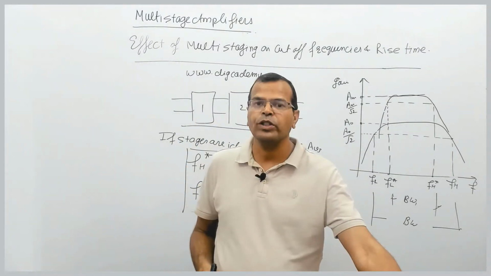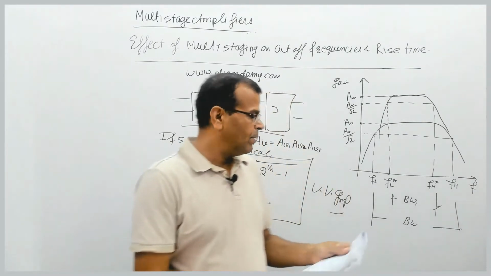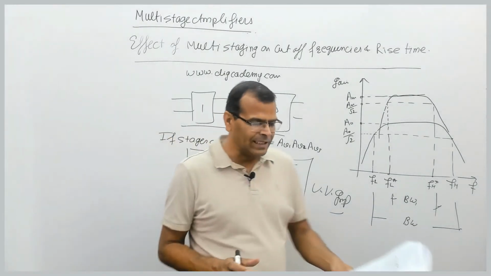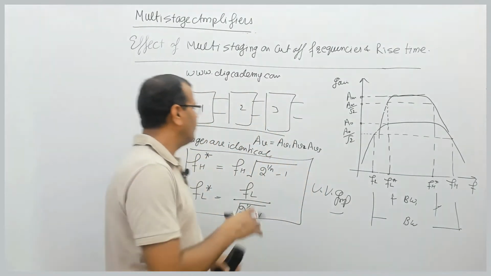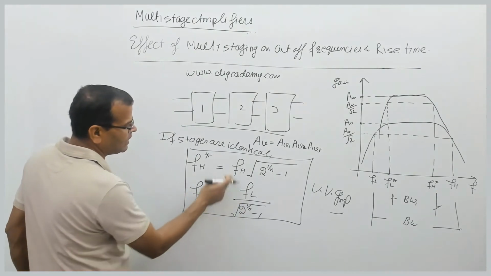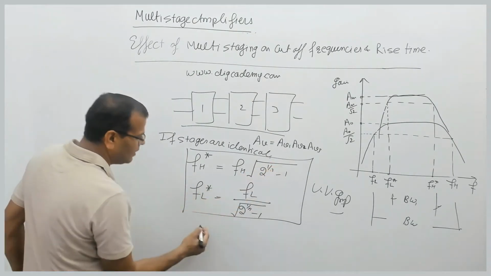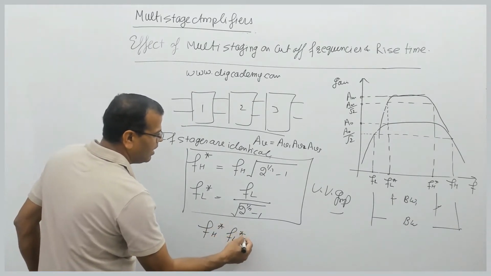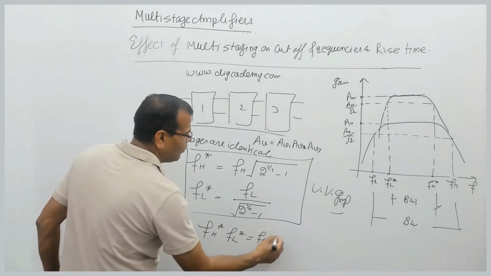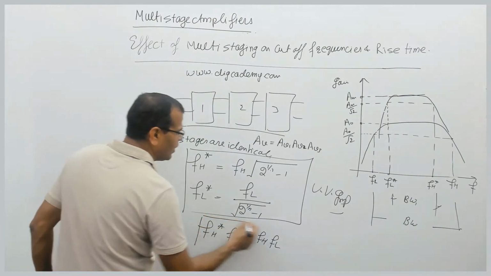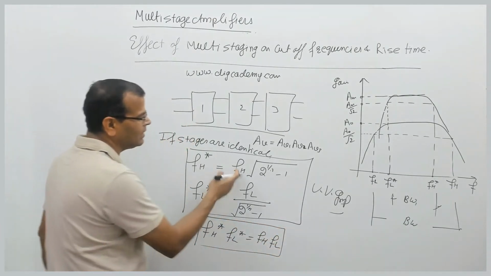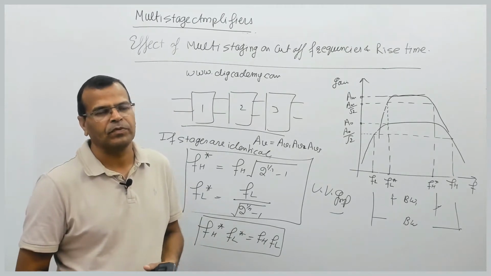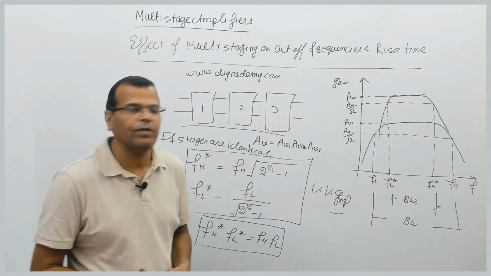There was a question based on it, but I'll be taking that example separately. Let us see another topic. And one more thing here, if you multiply, this factor will be cancelled. FH star into FL star is equal to FH into FL. It means the product of the cutoff frequencies for an individual stage will be the same. You should remember this one. Fine.